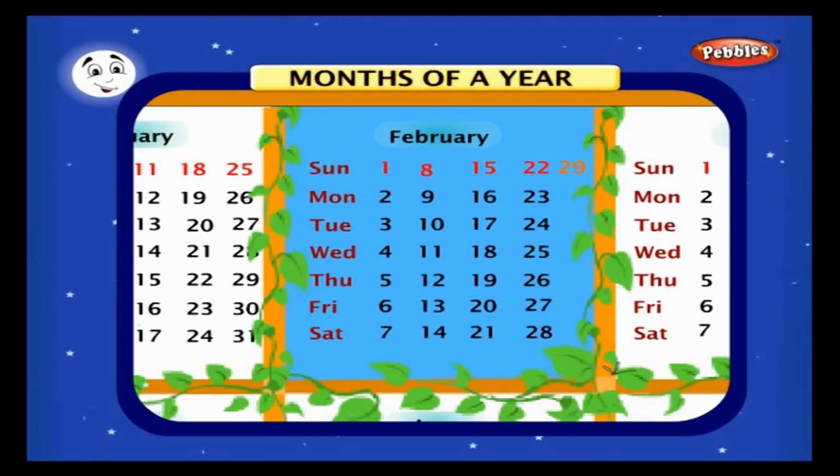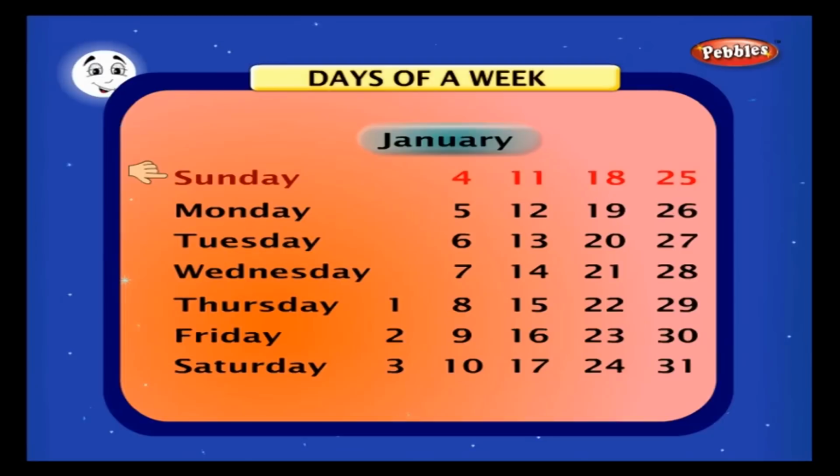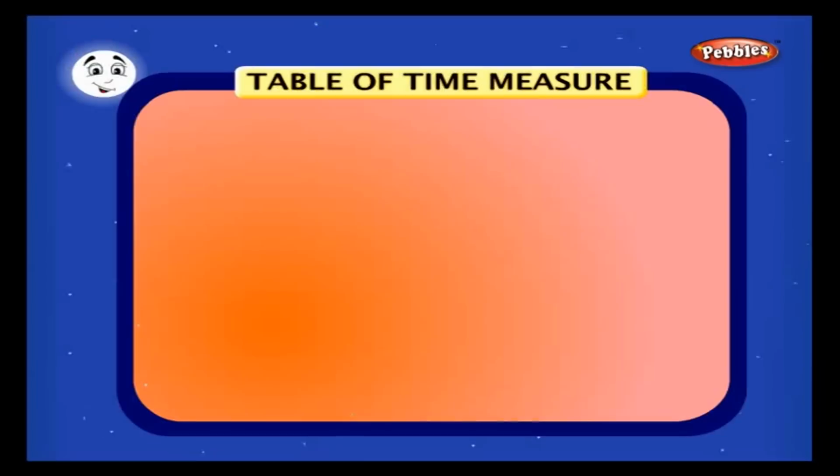There are 7 days in a week, namely Sunday, Monday, Tuesday, Wednesday, Thursday, Friday and Saturday. Table of time measure. We have 365 days in a year, but once in 4 years we have 366 days, and that year is called the leap year.